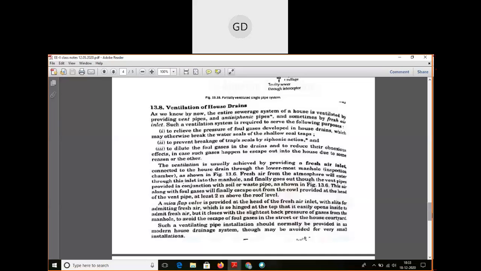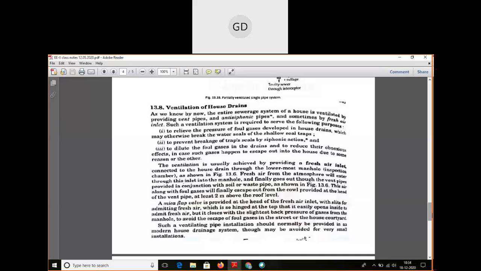So these ventilation pipes or ventilation system are required why? To serve some of the following purposes. So what are those purposes? This ventilation system is used to relieve the pressure of foul gases developed in the house drains. And if it is not provided, then this pressure of foul gases, if it is not removed, what will happen? The water seals will break, the water seals of the shallow seal traps. Then again, it is also used to prevent breakage of trap seals by siphonic action. And then again, it is used to dilute the foul gases in the drains and to reduce their obnoxious effects in case such gases happen to escape.